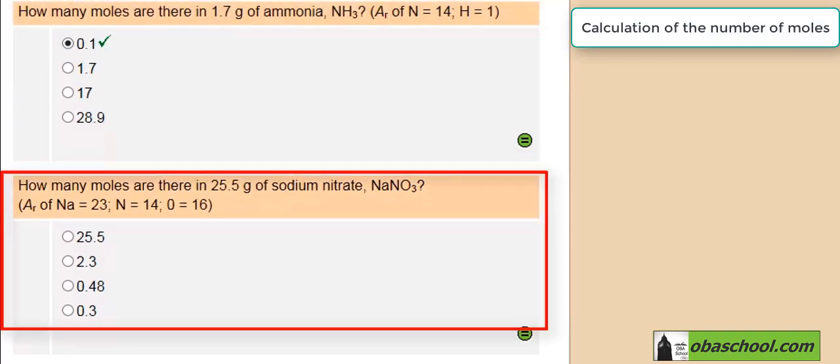The second question is the same, but the compound is a little bit more complex. How many moles are there in 25.5 gram of sodium nitrate, NaNO3? Given the relative atomic mass of Na is 23, of nitrogen 14, and oxygen 16. So again, try to solve this on your own first and then continue the video to find the correct answer.